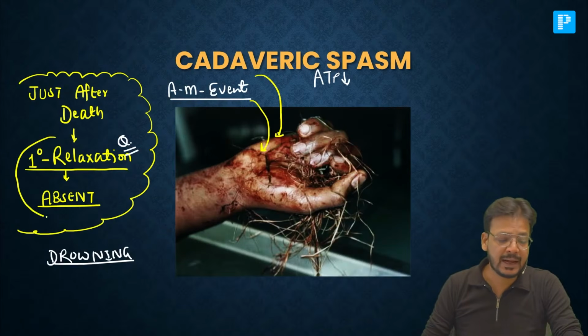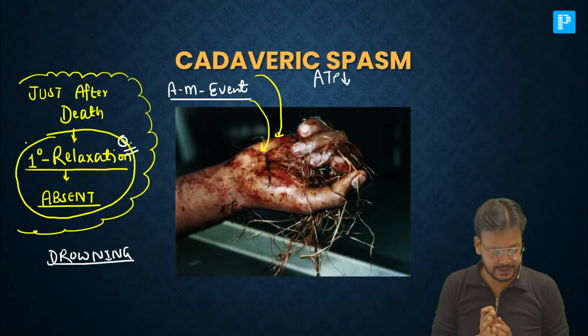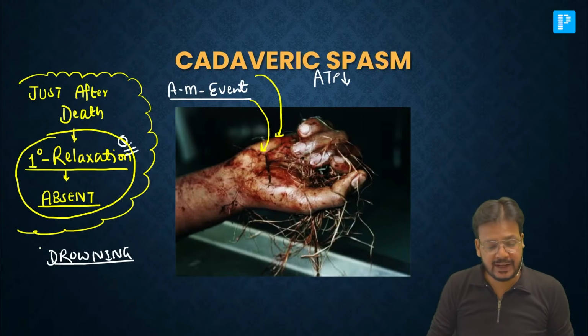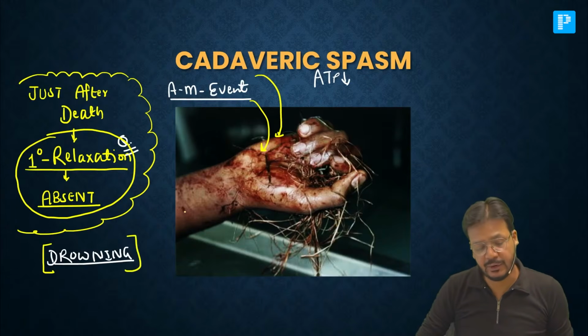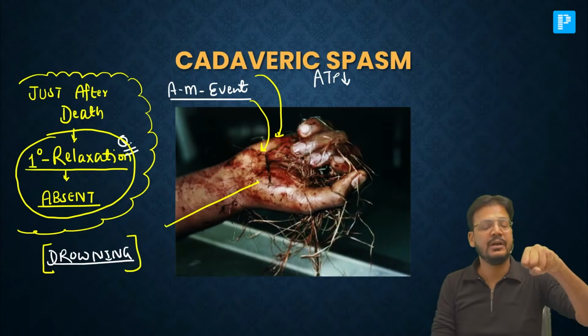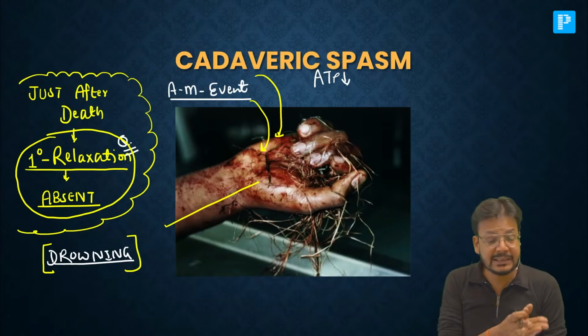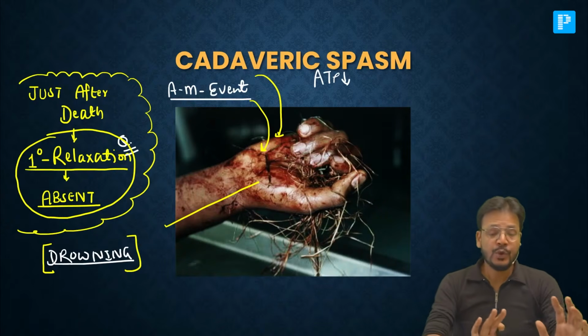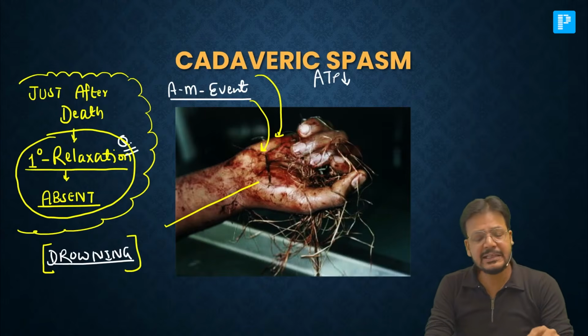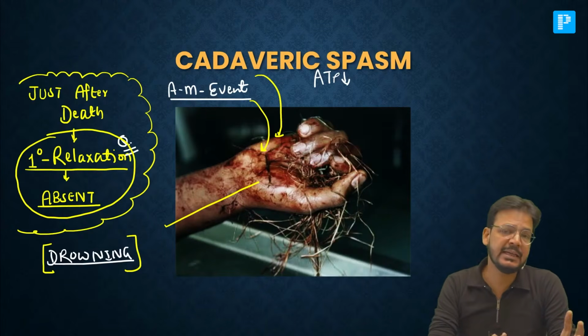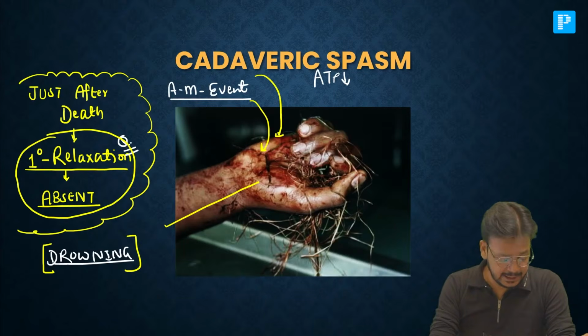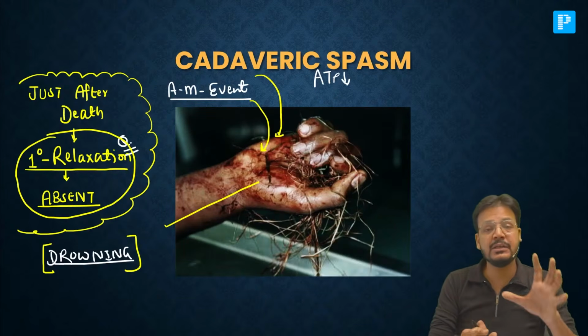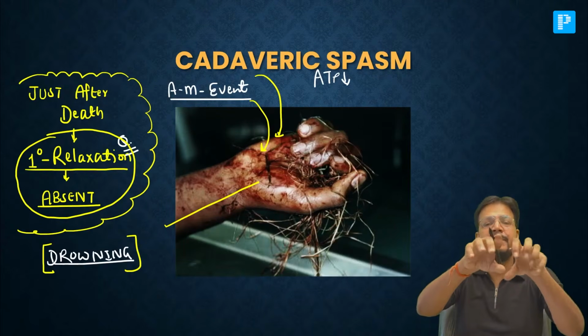So here primary relaxation is absent. It is a very important feature of antemortem drowning. Like if your hands are clenched, this is cadaveric spasm because it is seen just after death. That's why primary relaxation is absent. You can get one question. This is a postmortem change, but it is an antemortem event because when you struggle, there will be clenched hands.